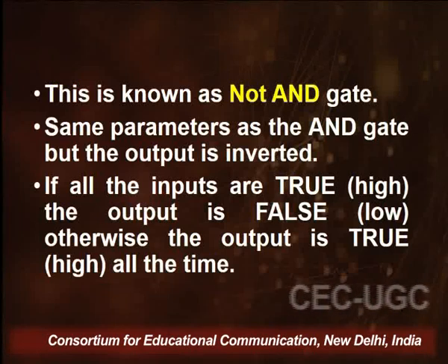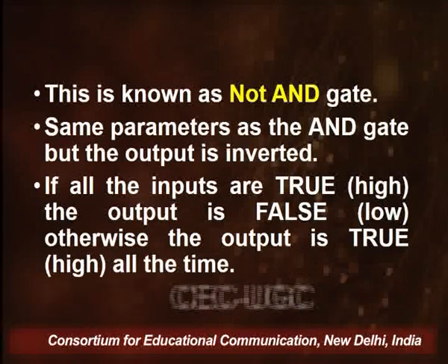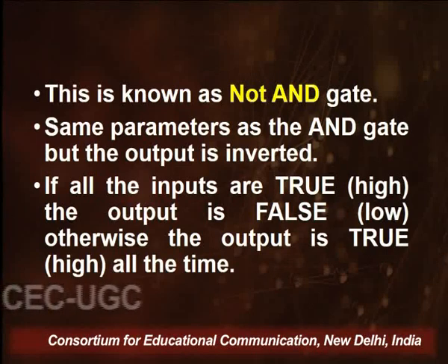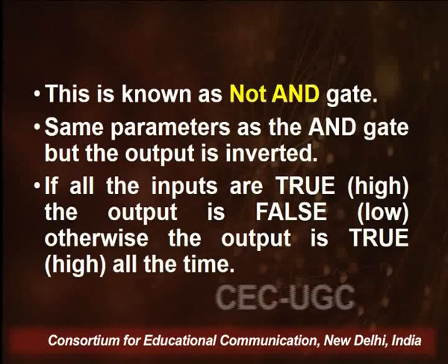So this is also known as a NOT AND gate. The short form is called a NAND gate. Same parameters as the AND gate, but the output is inverted. If all the inputs are true, which is what I was saying earlier, the output is going to be a false. Let's look at the table again. Outputs are 1 in case of any other option except for the last one. Otherwise, the output is true if any one of them is a single 1 or a 0.